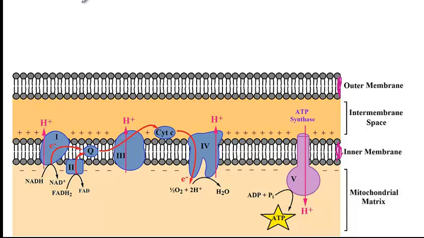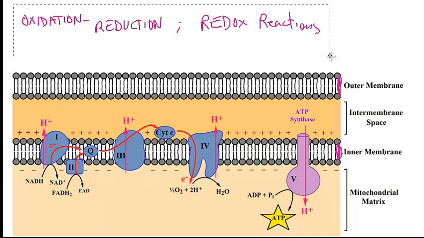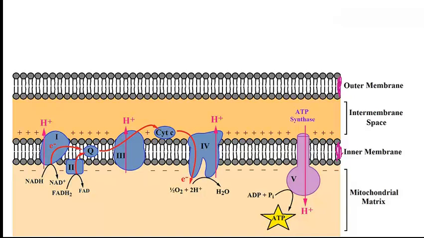Let me clear the board here for you and provide some background information about oxidation reduction reactions that is going on here in the electron transport chain. So the chemical reactions in which electrons are transferred from one molecule to another, these are called oxidation reduction reactions, or you can say redox reactions. Alright, now during this process, the electron donating groups are called the reducing agent.